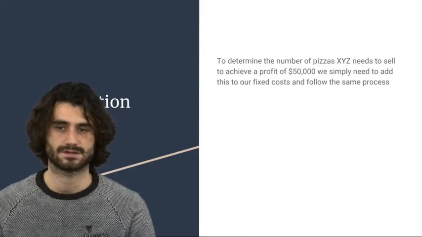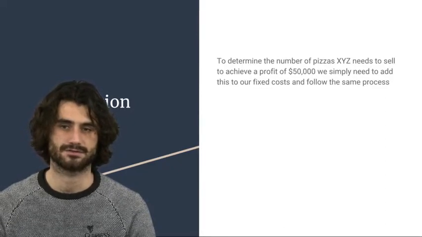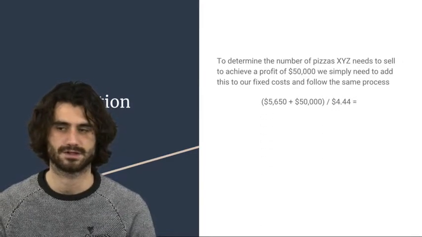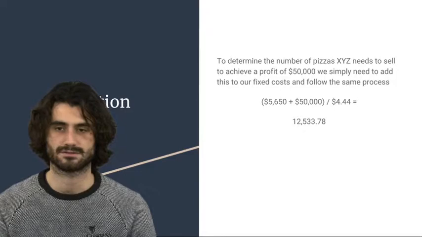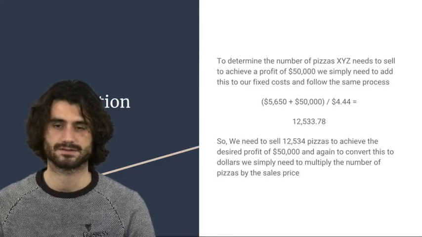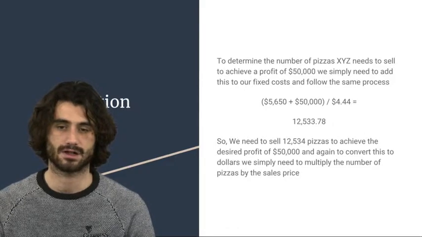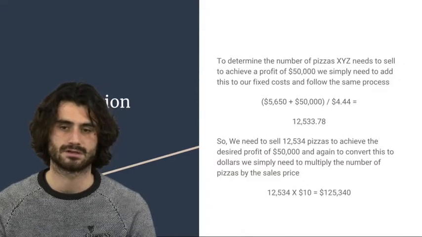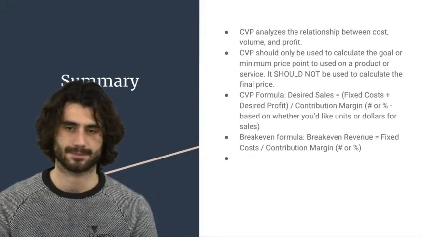To determine the number of pizzas XYZ needs to sell to achieve a profit of $50,000, we simply need to add this to our fixed costs and follow the same process. So we're going to do $5,650 plus $50,000 divided by $4.44 to get $12,533.78. So we need to sell 12,534 pizzas to achieve the desired profit of $50,000, and again, to convert this to dollars, we simply need to multiply the number of pizzas by the sales price. So here we're going to do 12,534 times 10 to get 125,340.